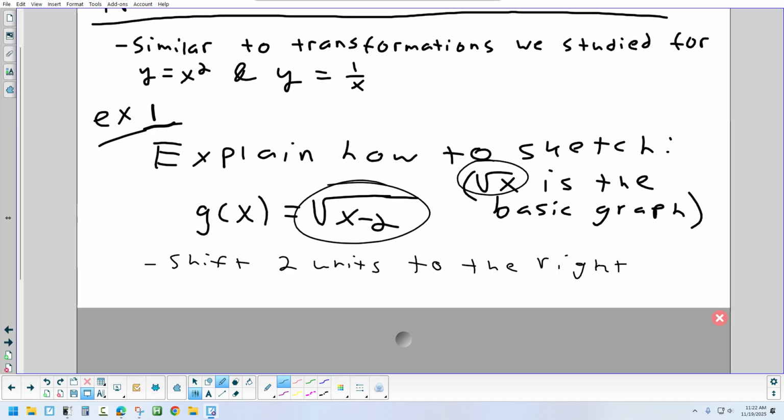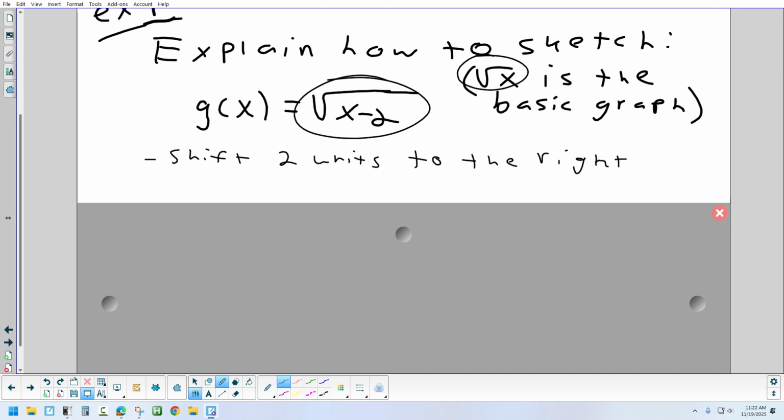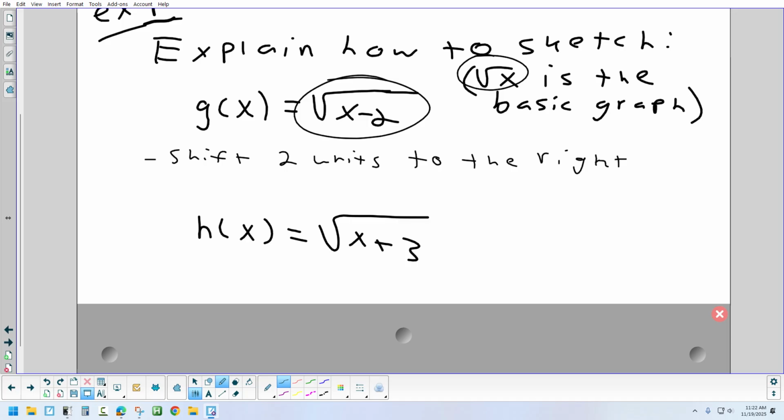Shift the basic graph 2 units to the right. So that didn't have all 6 transformations, it only had 1. So we only have to list 1. It's not necessary to say don't shift up and down, don't reflect over the x. You don't have to list everything you don't do. Just list what you actually do. All right. How about this one? The square root of x plus 3. What would we do there? Shift 3 units to the left. Yep, this would be a shift 3 units.